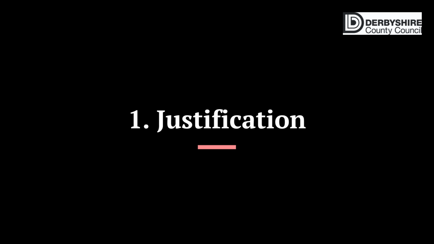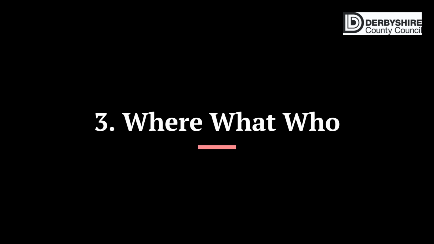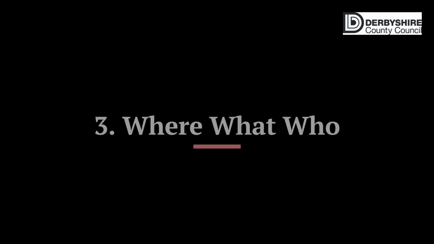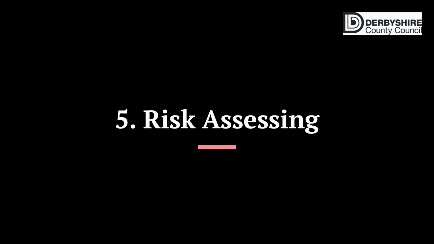So stage 1 is justification, and that's about the learning outcomes you want for your students. Stage 2 is permission to run the residential. Stage 3 is the 3 W's: where you're going to go, what you're going to do, and who you're going to go with. Stage 4 is about staffing. And finally, stage 5 is about risk assessing.